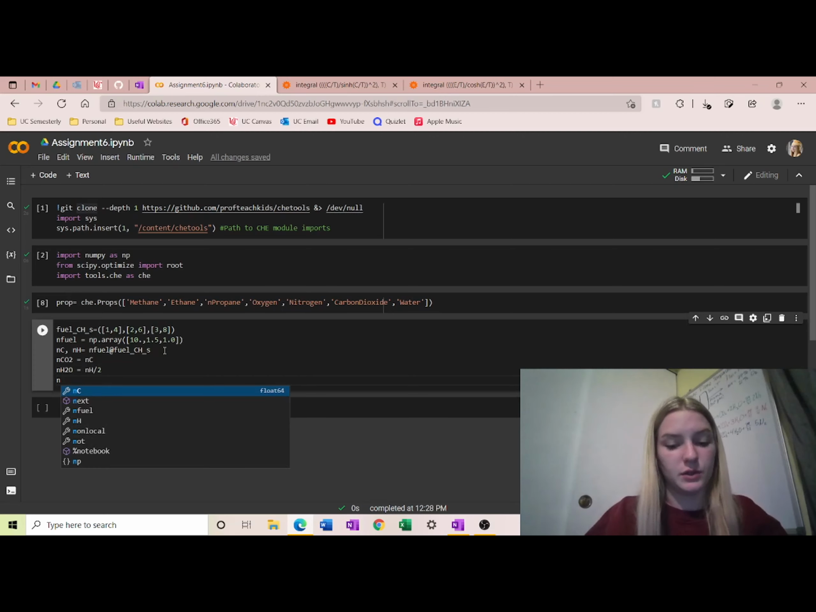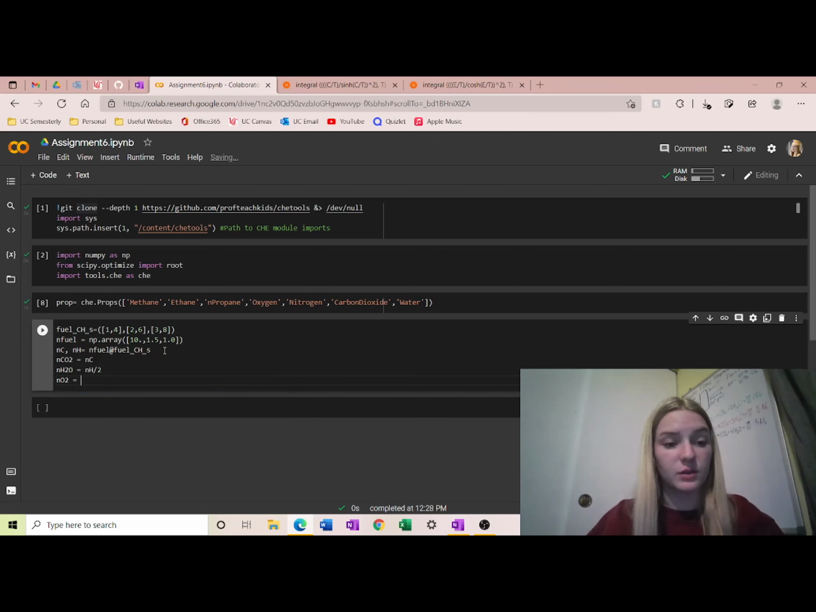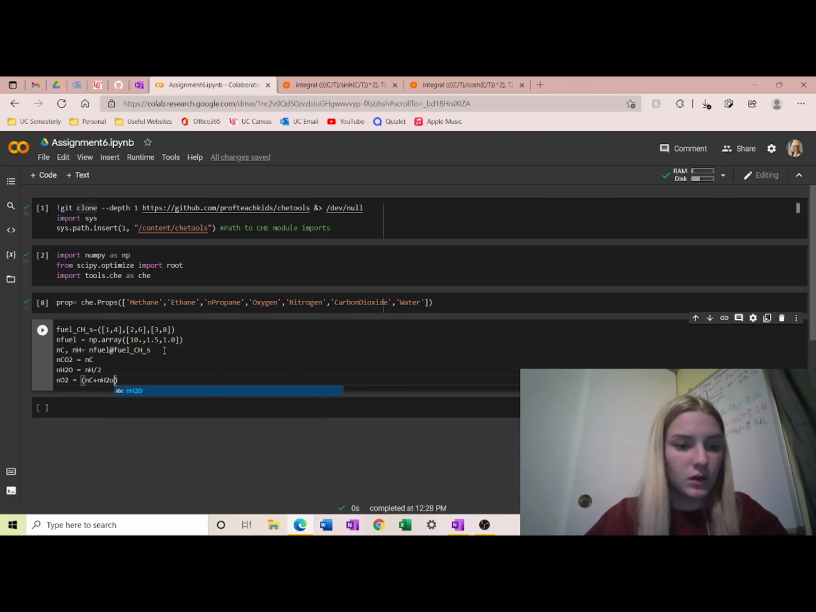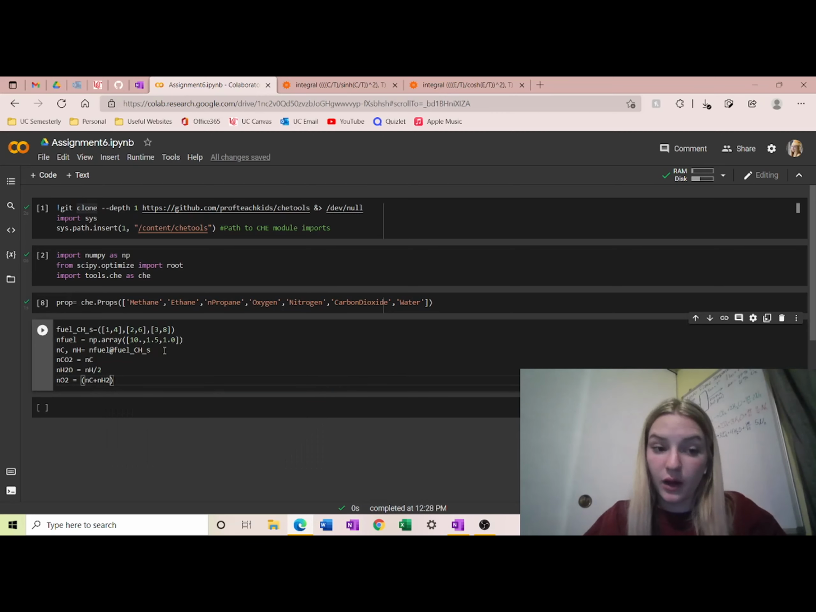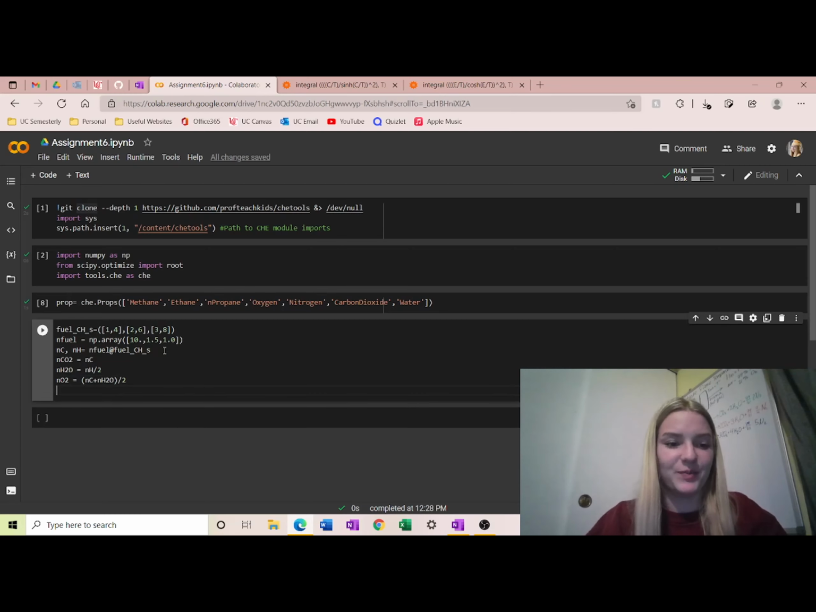Now we are going to look at the number of moles of oxygen that we have, and this is going to be NC plus NH2O, and then we are going to divide this by 2.